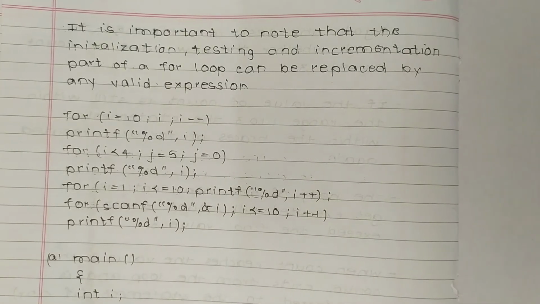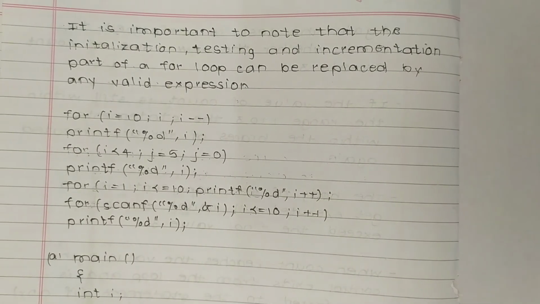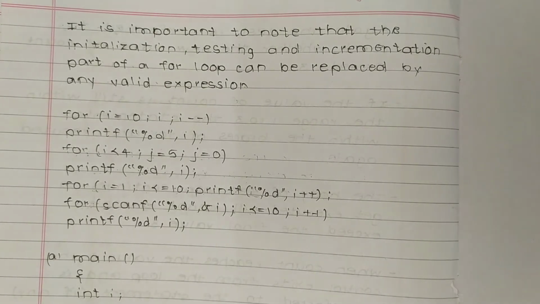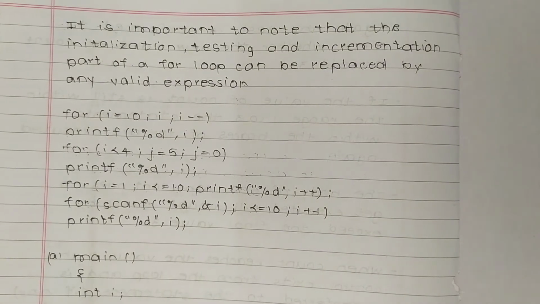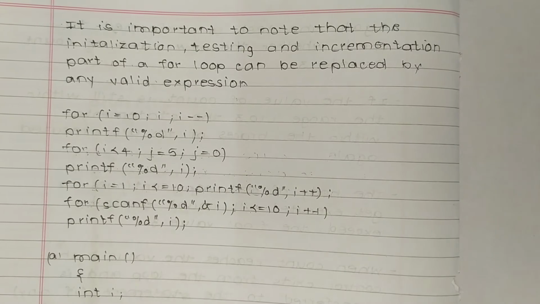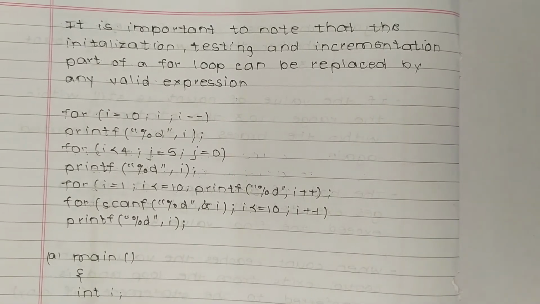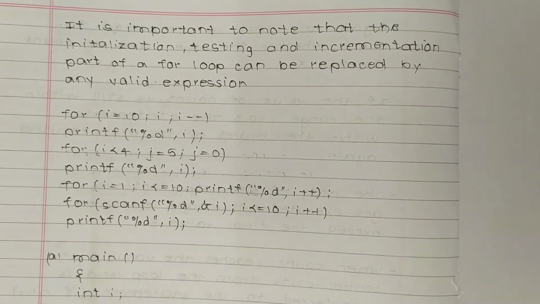It is important to note that the initialization, testing and incrementation part of a for loop can be replaced by any valid expression. So here we know that initialization, testing and incrementation can be replaced. That means now in the first statement: for i = 10, then i, and i--.